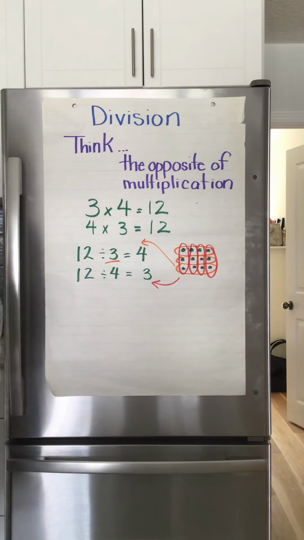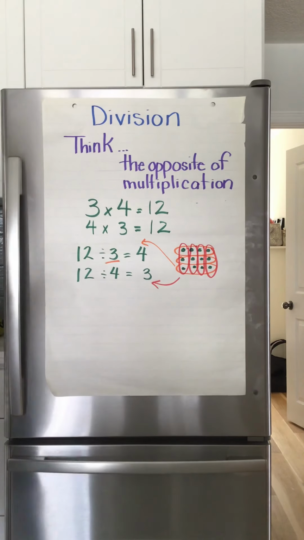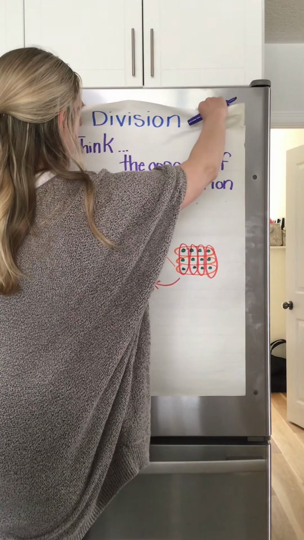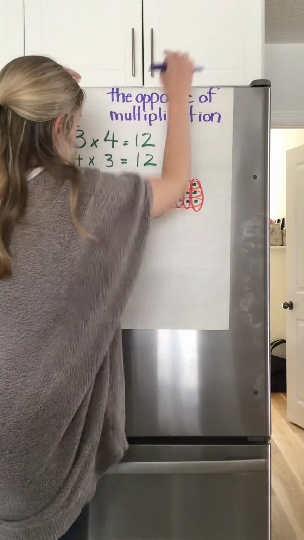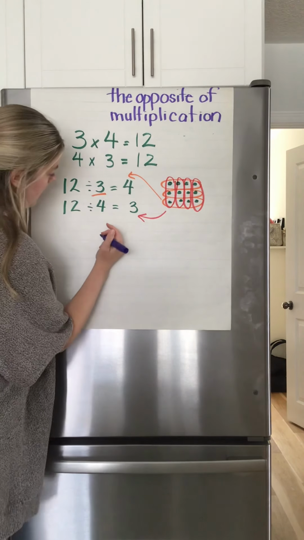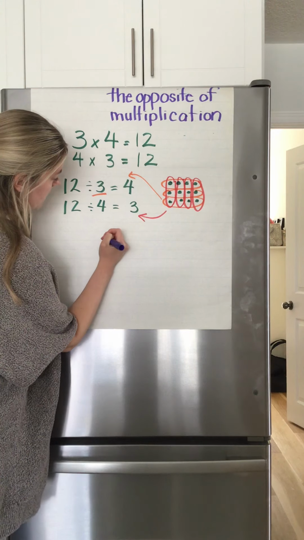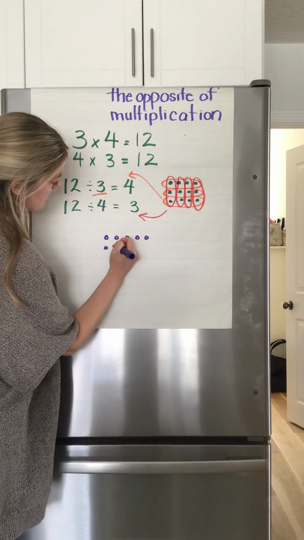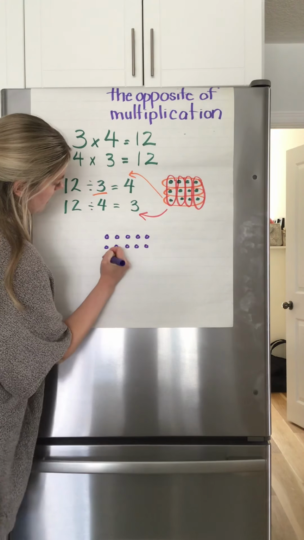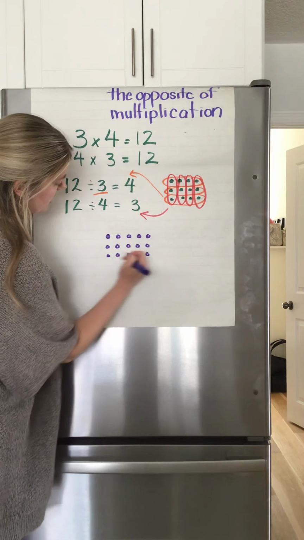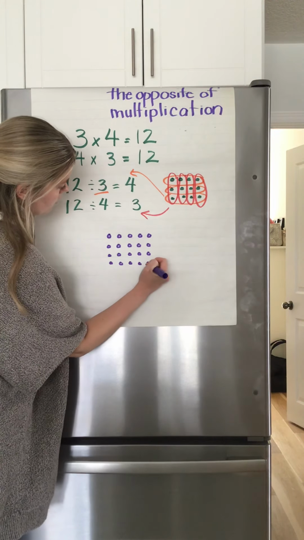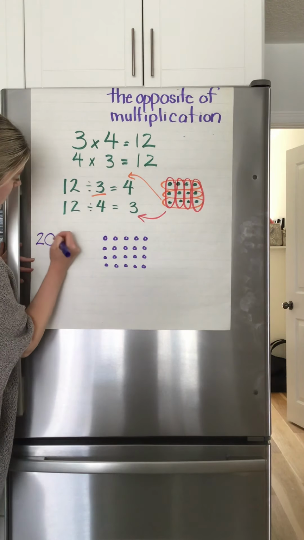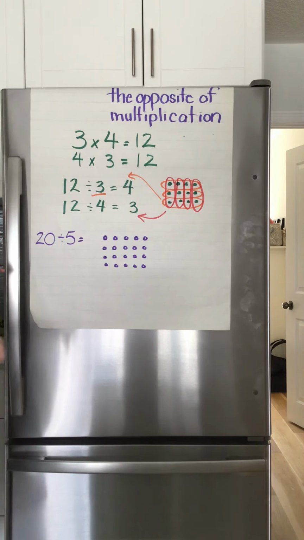I will do one more example, and I'm just going to make the groups, and then we can think about what the division could be. So I'm just going to move my paper. All right, so if I have, I'm going to give 20 dots. 1, 2, 3, 4, 5, 6, 7, 8, 9, 10, 11, 12, 13, 14, 15, 16, 17, 18, 19, 20. And let's say I have the question 20 divided by 5, and I want to figure out what it equals.